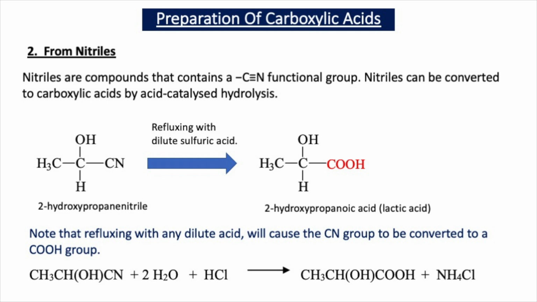Now, I've drawn here 2-hydroxypropane nitrile, and when you reflux this compound with dilute sulfuric acid, the CN changes to a COOH group. And that's what happens when you carry out acid catalyzed hydrolysis. You convert a CN into a COOH. Now, the compound that's formed after this hydrolysis is 2-hydroxypropanoic acid, and that's commonly known as lactic acid. And as I mentioned previously, I could use hydrochloric acid instead of sulfuric acid, and I would get exactly the same result.